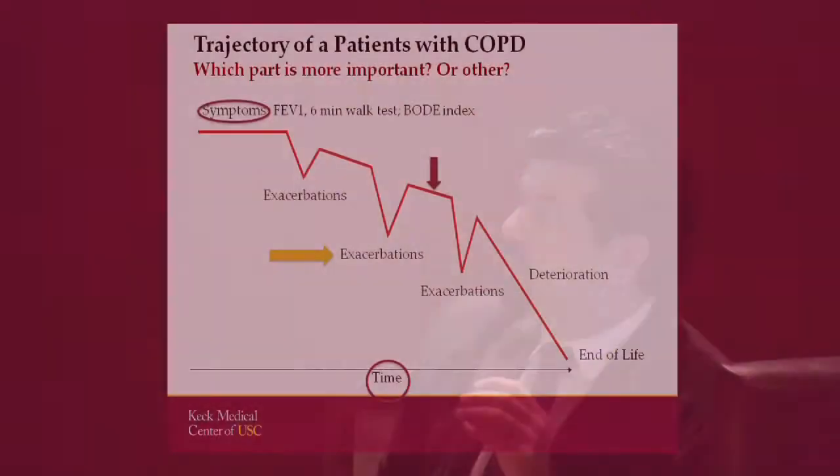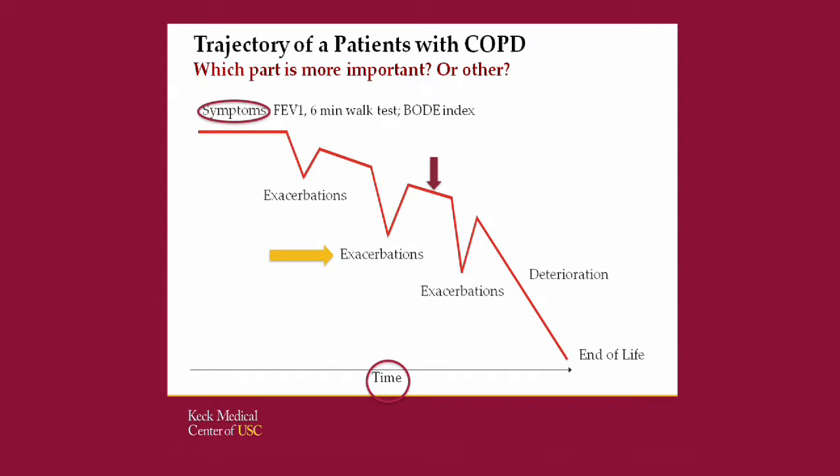But there's a problem with this. It's not like a smooth line that we see. This is generally more of what we tend to experience. So the trajectory of patients with COPD, which part's more important? Is it the symptom part? Is it what we consider exacerbations? Is it this line or these lines that really matter? Or more importantly, what is the time? What is the time course when we're looking at all these things?